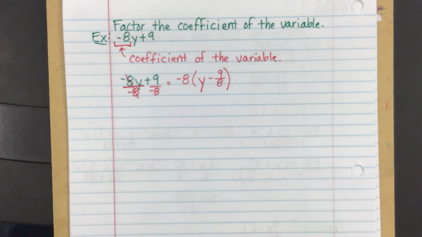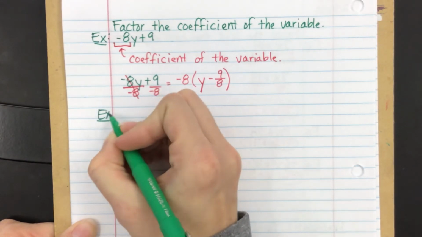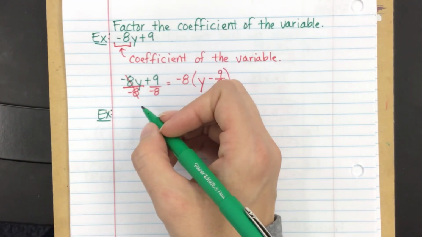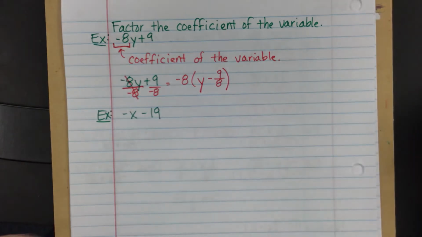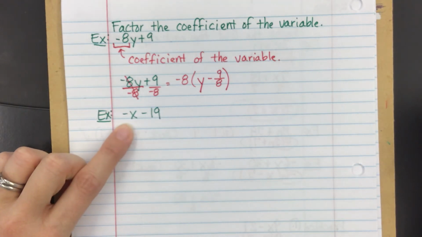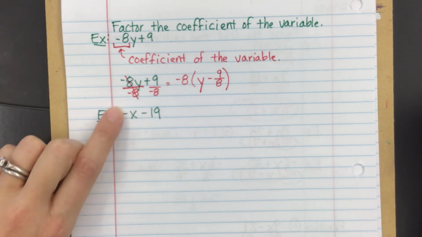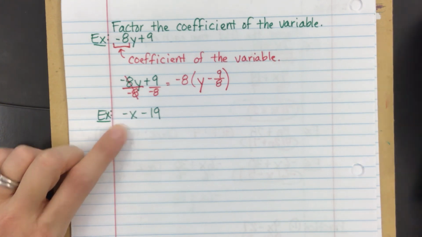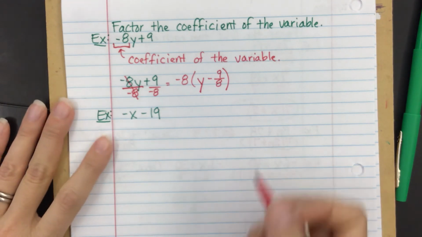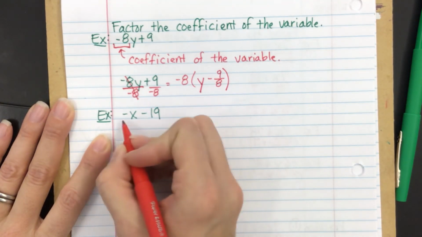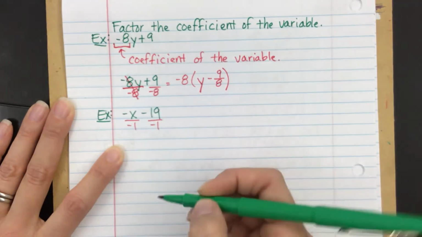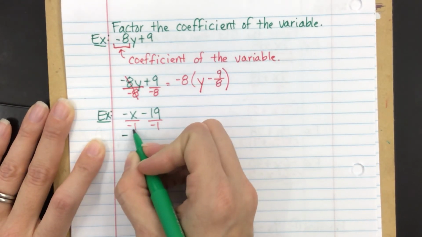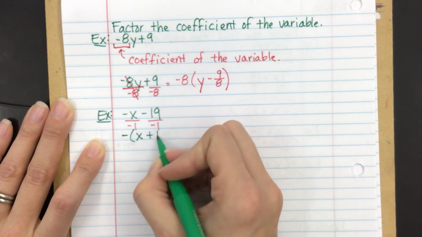Either way. I am going to show you one last type of problem before you go, because you're going to need to know how to do this for your homework. If you have a problem that looks like this, the coefficient of the variable is a negative. So you do have a coefficient to this variable. It's basically a negative 1, but we don't write the 1 there. So I can divide both things by negative 1, and it's just going to flip the sign of everything inside the parentheses. So we rewrite this as negative, and this is x plus 19.